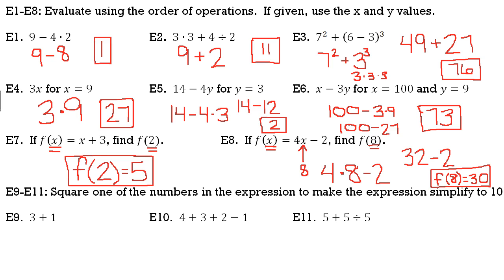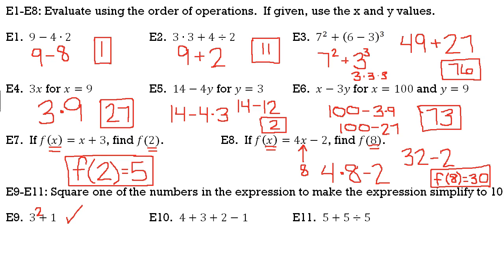All right, now, just to throw a few curveballs at the end, we need to work on our exponents a little bit. Square one of the numbers in the expression to make it simplify to 10. So basically, 3 plus 1 is 4. Could we square one of the numbers and make it come out to 10? Well, let's start with the 3. Let's try squaring it. 3 squared is 9, and 9 plus 1 is 10. Hey, there you go. So, the number that needed squared was the 3.